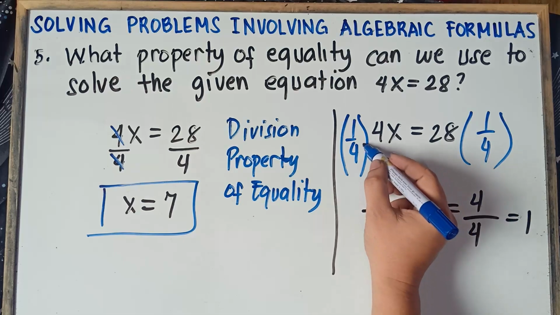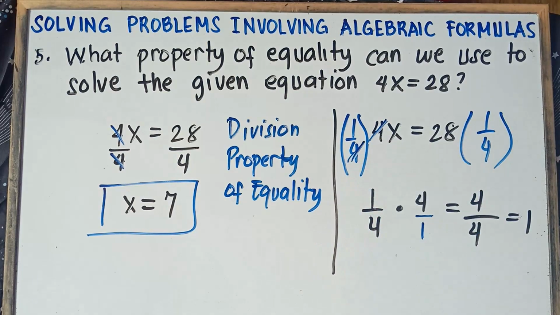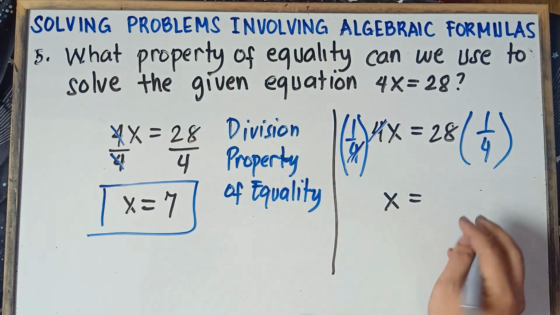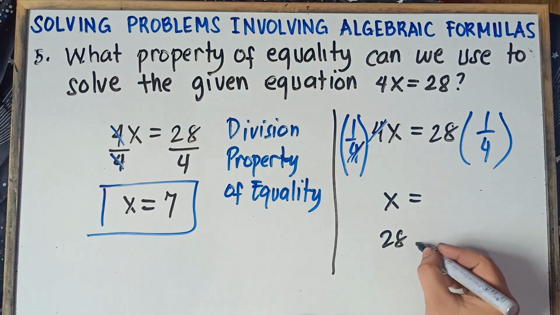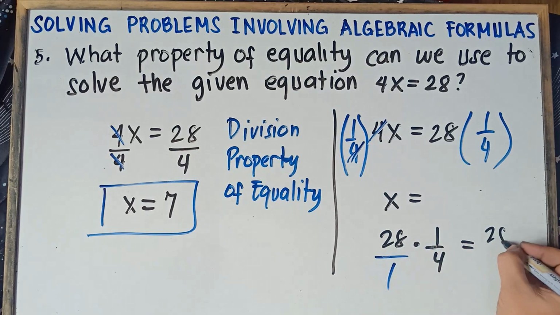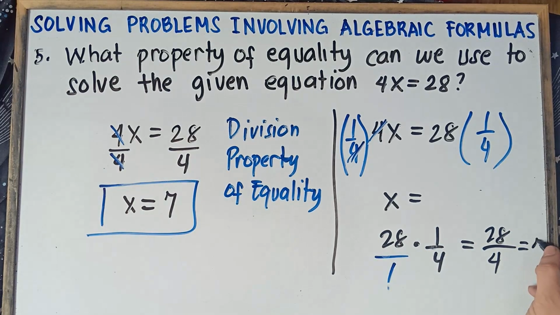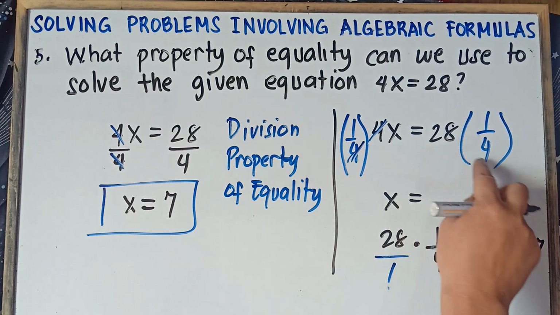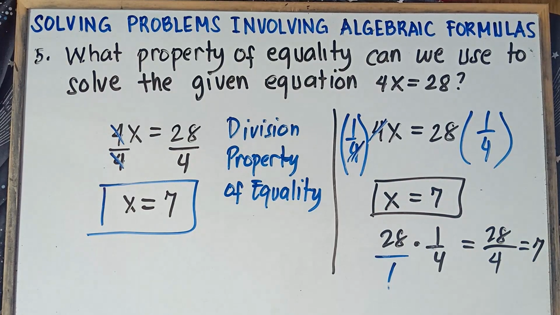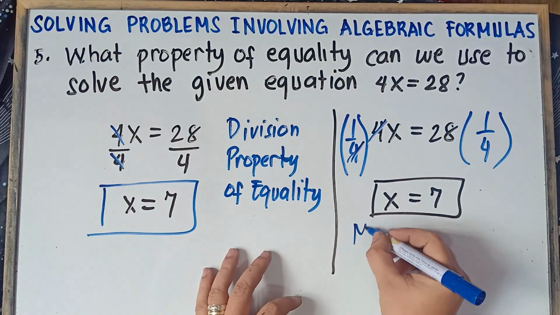So therefore, we can just simply cancel this out. Okay? 4 times 1/4, we can just simply cancel this out. And the remaining expression will be only x. So this is x equals 28 times 1/4. So 28 times 1/4. Understood that there's 1 here. So 28 times 1, that would be 28. 1 times 4, that would be 4. And then 28 divided by 4, that would be 7. Or you can just simply divide this one. 28 divided by 4, that would be 7. Alright, so multiplying 1/4 both sides, this is what we call, class, multiplication property of equality. You will have the same answer, class.